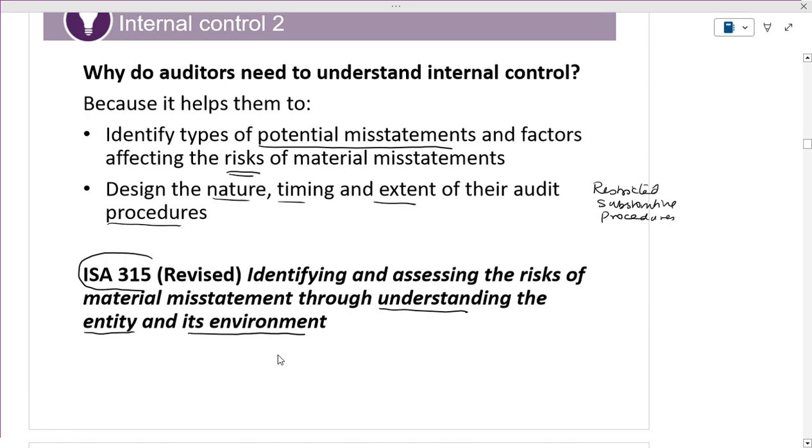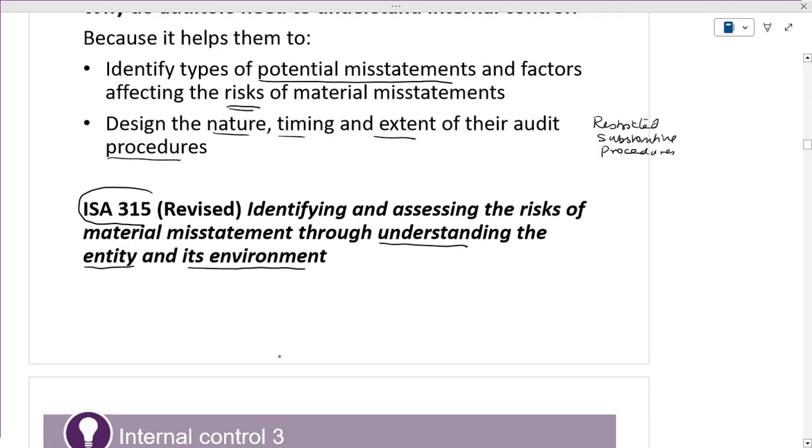Why do auditors need this? Because it helps them to understand and identify potential misstatements. That is why. What is the scope where there will be some misstatements? I'm saying this because it is very much important.